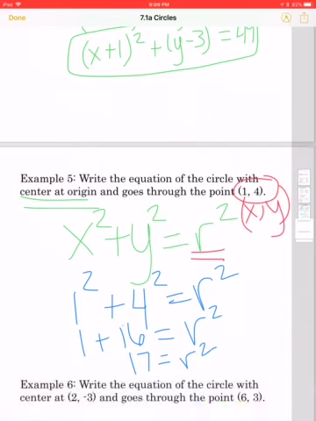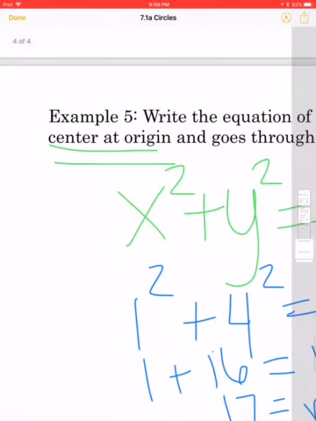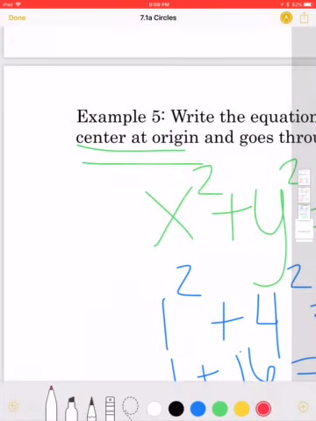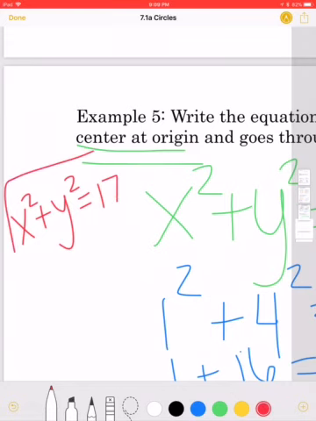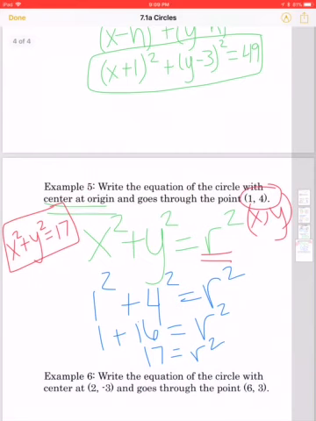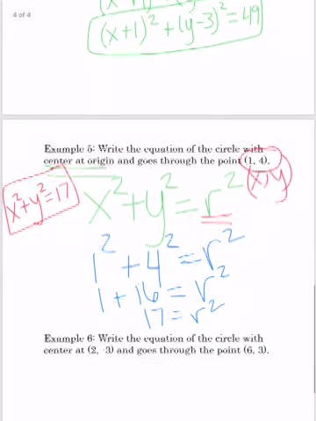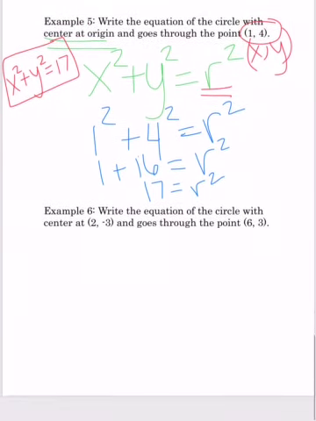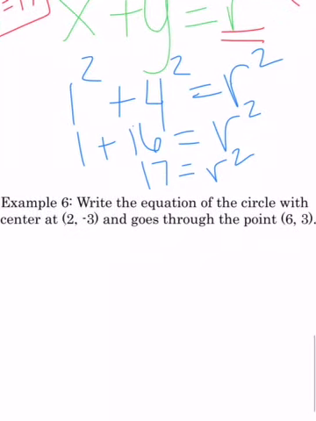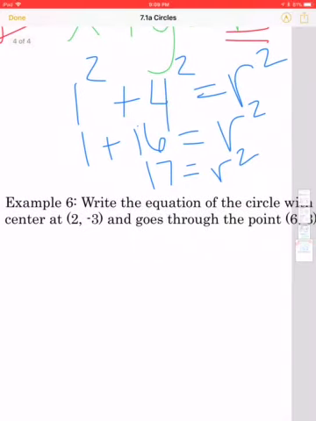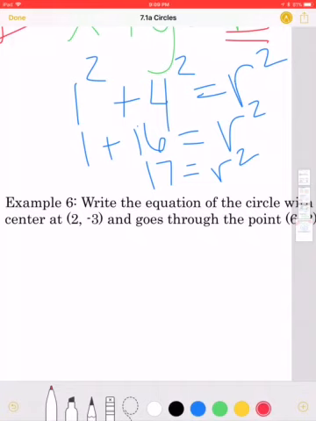So my answer will be, I'm going to zoom in and just write that over here. My final answer will be x squared plus y squared equals 17. Because I want it to equal r squared, so I don't even need to solve for r. Okay, write an equation of the circle with a center at 2, negative 3 that goes through the point 6, 3 is our last example.